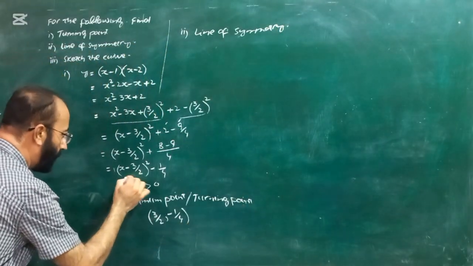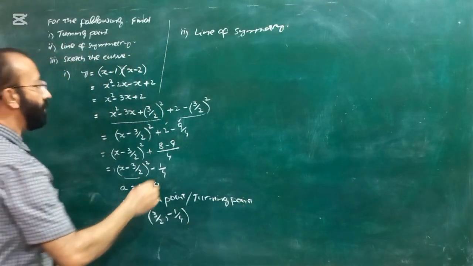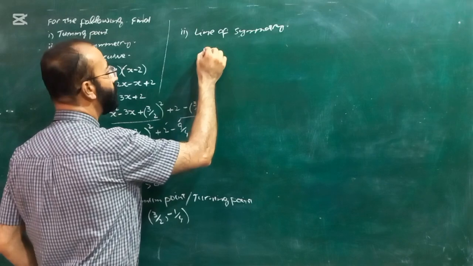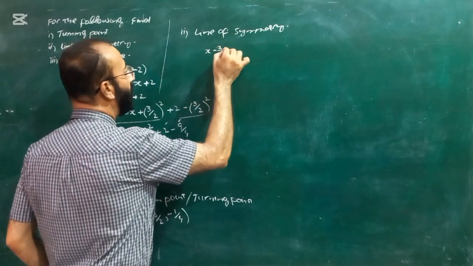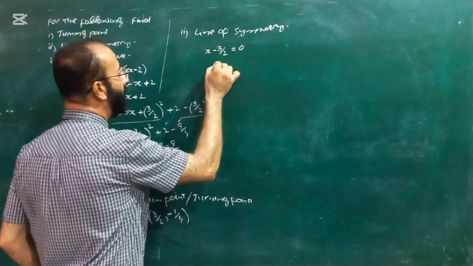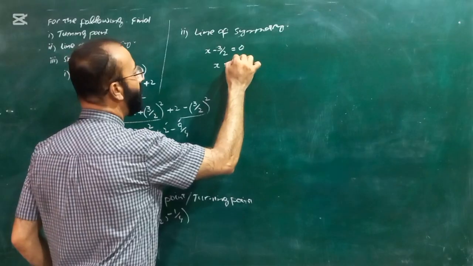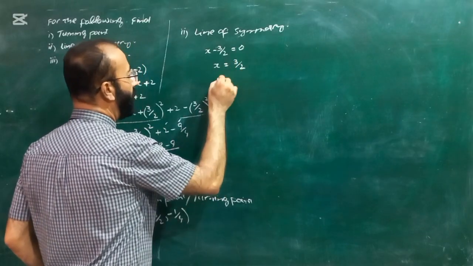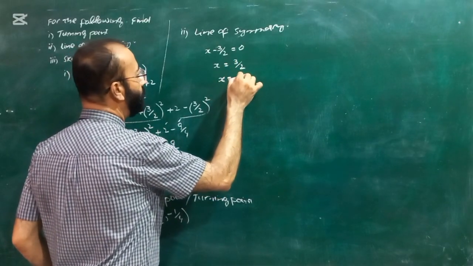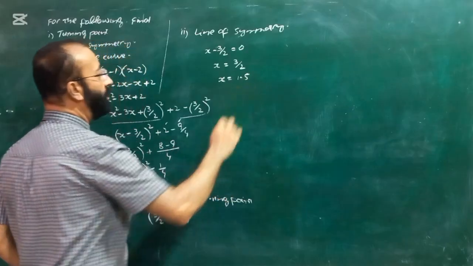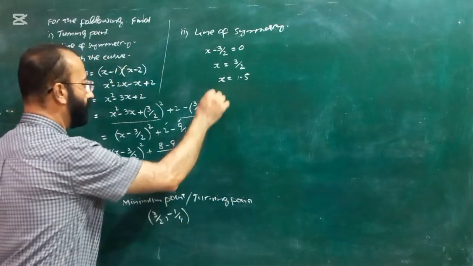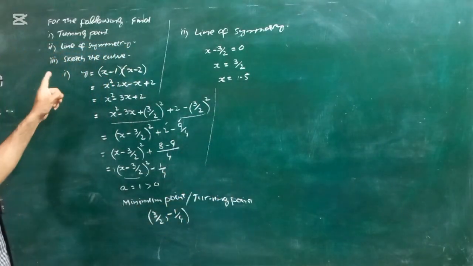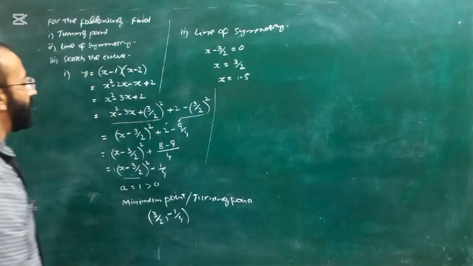Now take this factor which is inside the bracket equal to 0, x minus 3 by 2 equal to 0. From here, x is equal to 3 by 2, in other words, x is equal to 1.5 will be the line of symmetry. The third and last thing that is required is to sketch the curve.